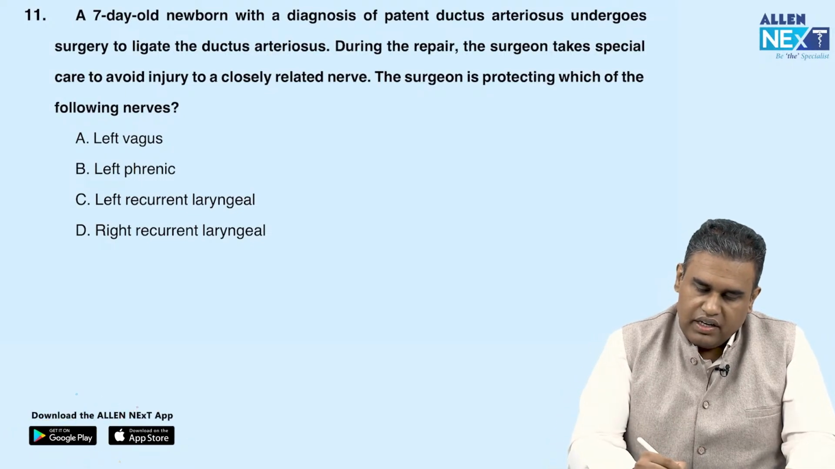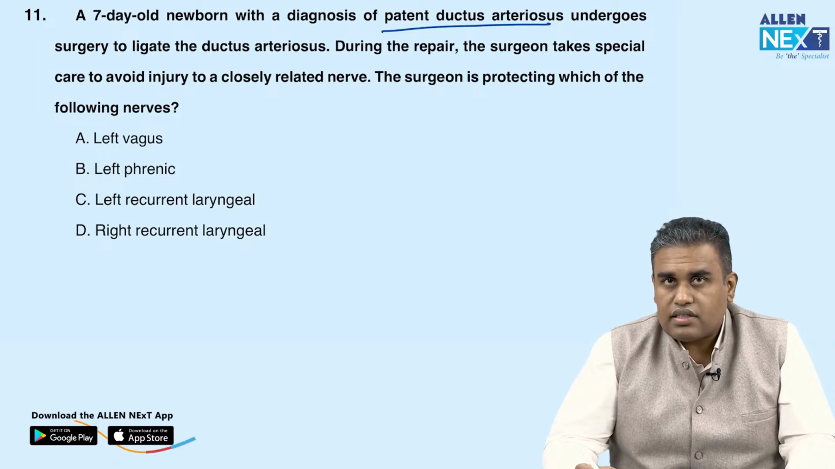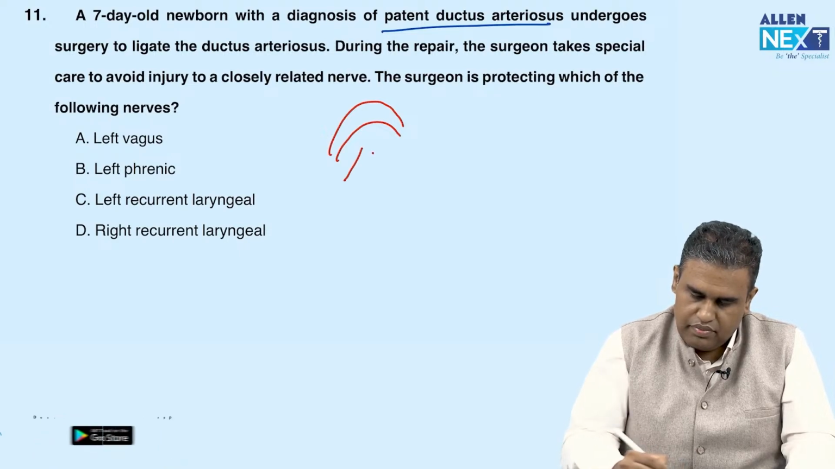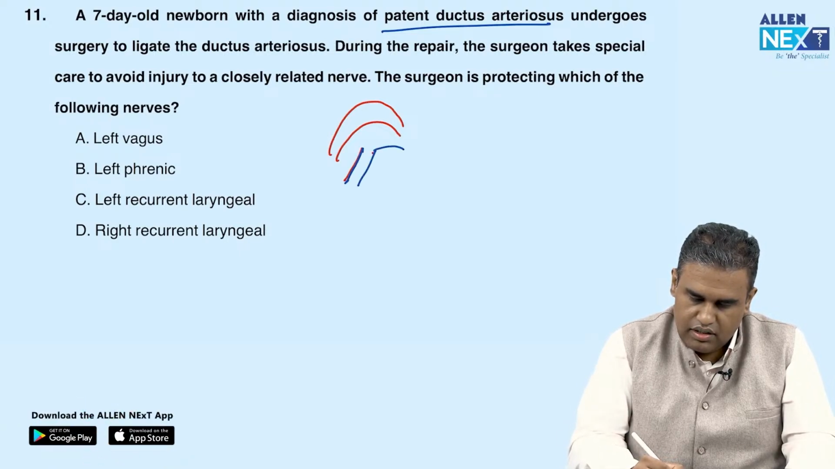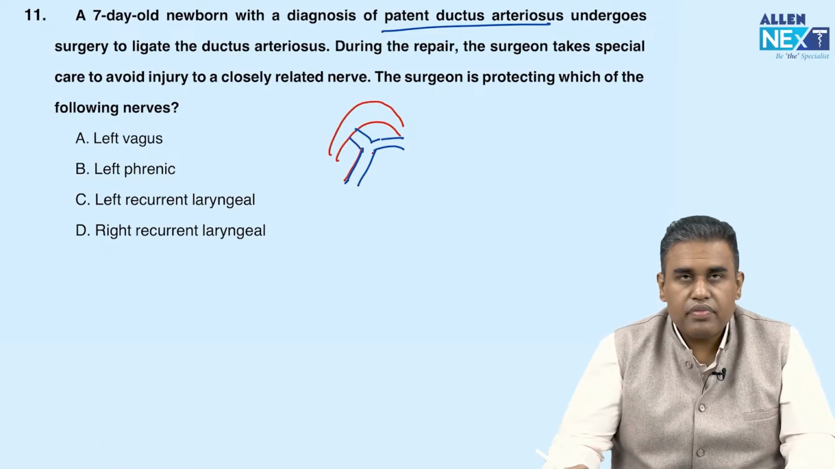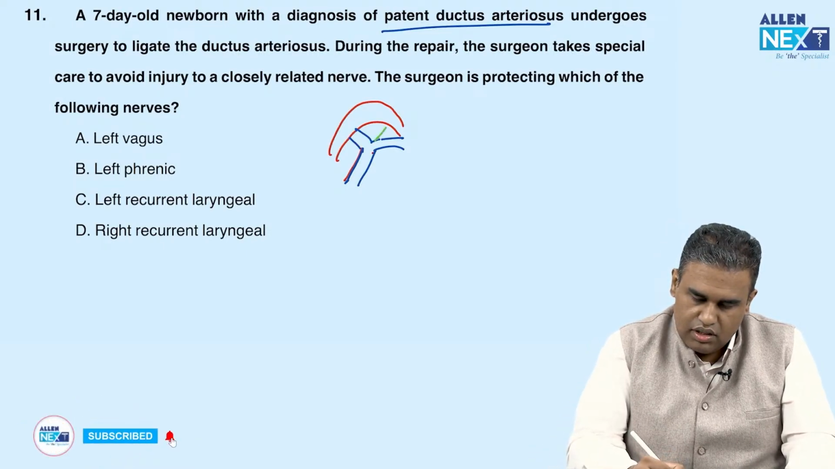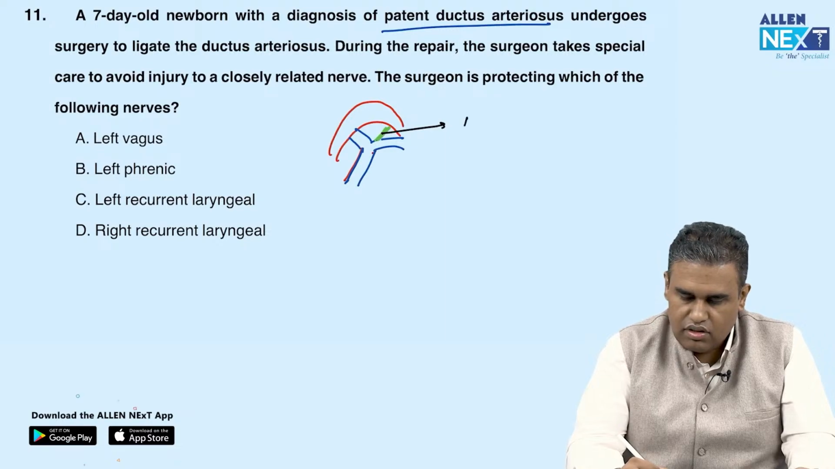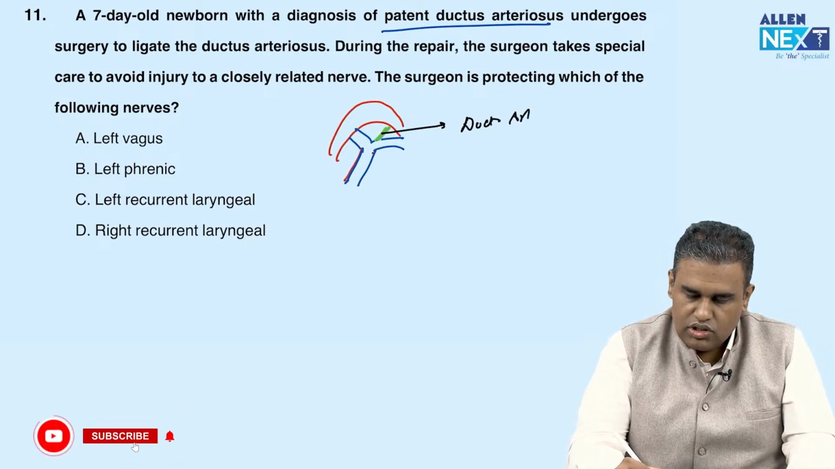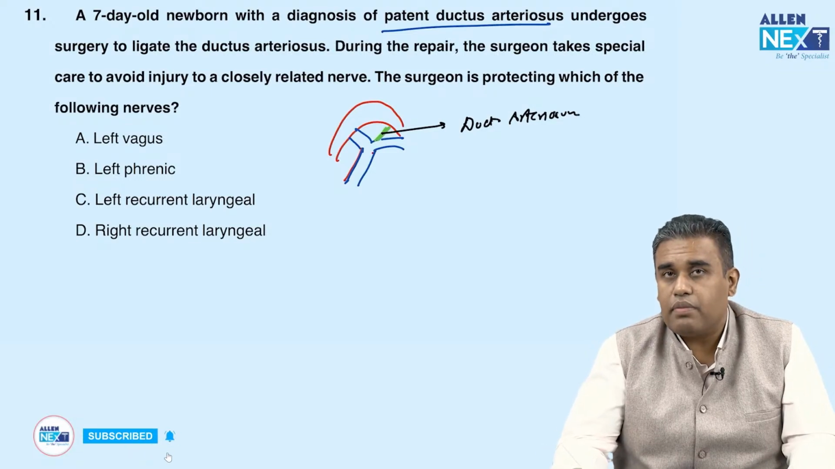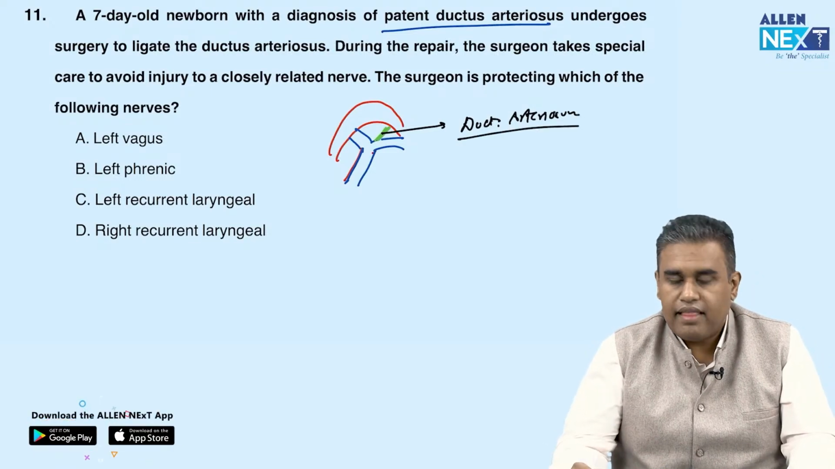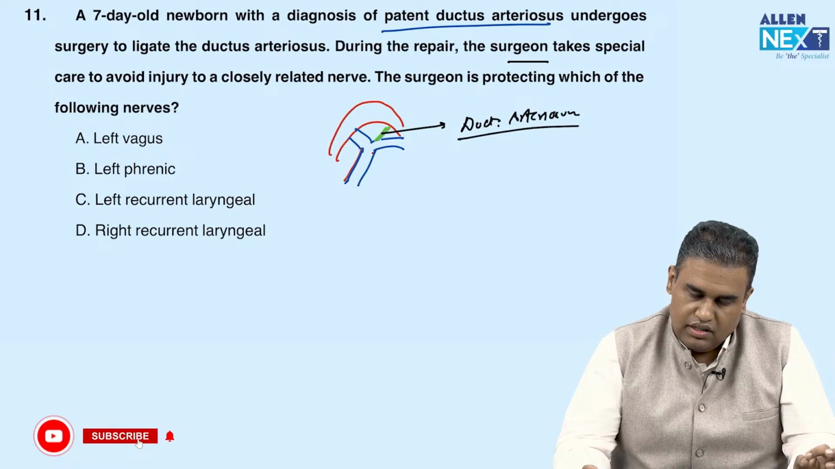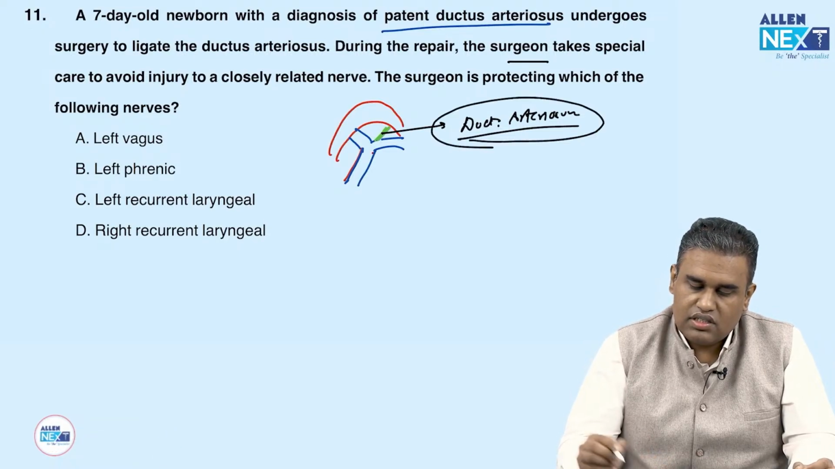A 7-day newborn, the diagnosis of PDA, patent ductus arteriosus, undergoes surgery to ligate the ductus arteriosus. We all know that this is the arch of aorta, and here you have the pulmonary trunk, right? And there's the left pulmonary artery, and you have the right pulmonary artery. Then from the left pulmonary artery, you have this small connection. That connection in the fetus is called the ductus arteriosus, that normally should obliterate post-birth and become the ligamentum arteriosum. But here it was patent. Now you're doing a surgery over here. The surgeon has to take special care to avoid a closely related nerve. The surgeon is protecting which nerve? Which nerve is related to this particular structure? That is the whole question.